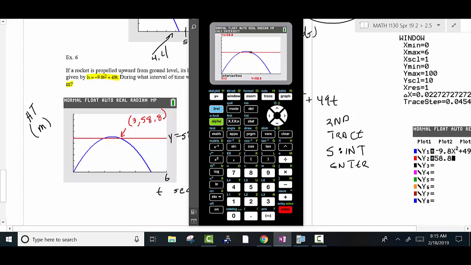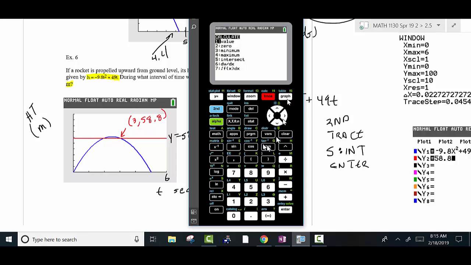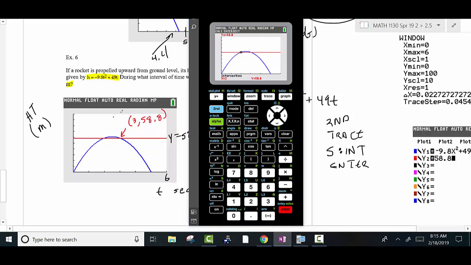Then you have to repeat that. So you go second trace, start over, go to option 5, and this time move the cursor closer to that intersection point on the left. Press enter. Again, it should pop up on the red line. Press enter again. When it says guess, press enter again, and that's 2. So we could have done this without the quadratic formula, if you got the answers 2 and 3.